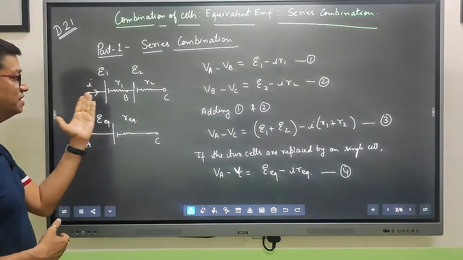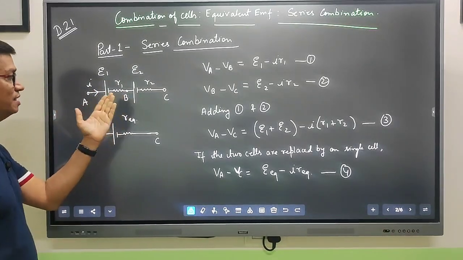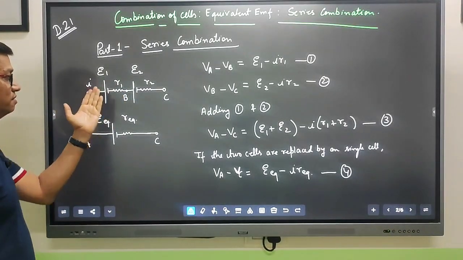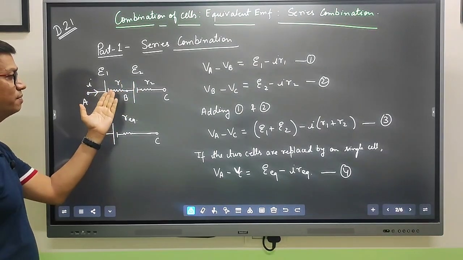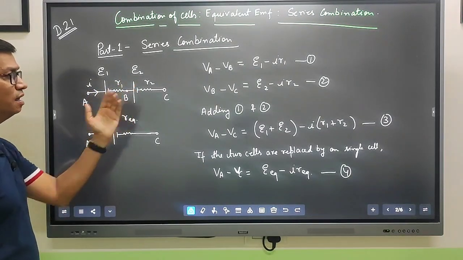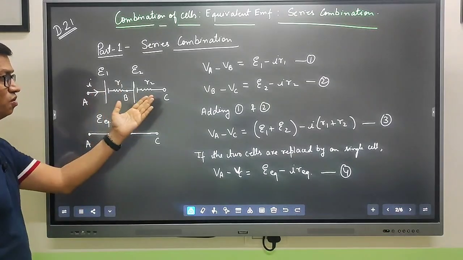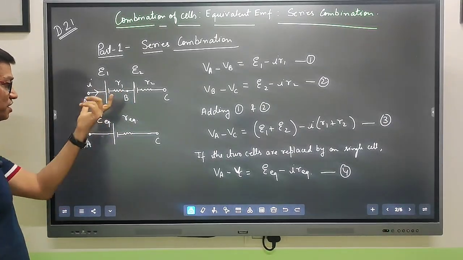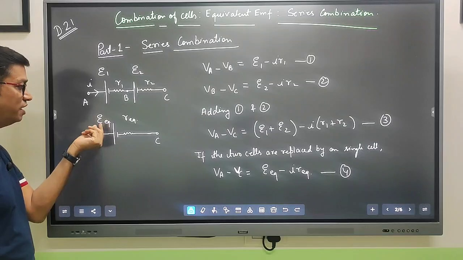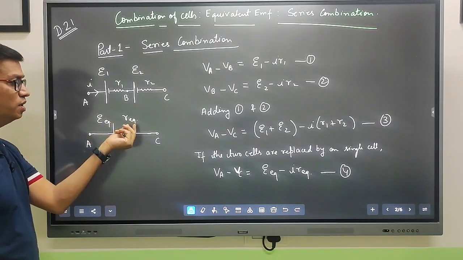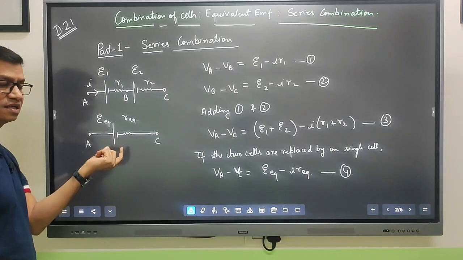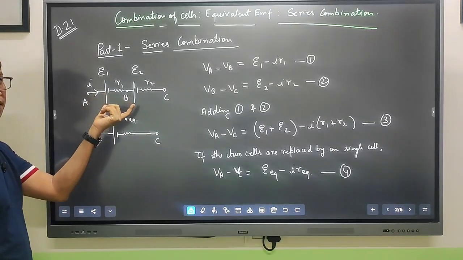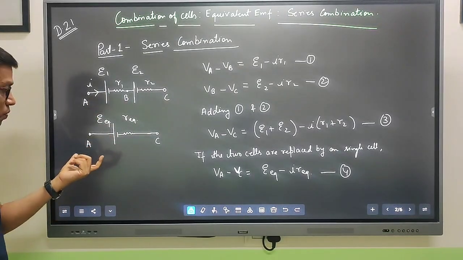So this is a setup that two cells E1 EMF and E2 EMF, their internal resistance are correspondingly R1 and R2. Right? So this is how we have set this up. Our intention is to replace these two cells with an equivalent EMF cell and an equivalent internal resistance cells. So if I replace these two cells with a single cell, it should behave like this combination. That is what we are intending to do.